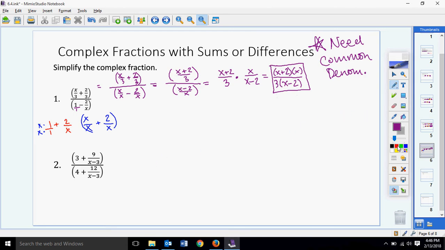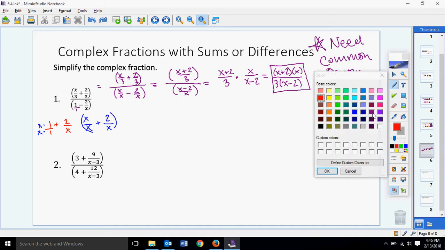Remember, when you are finding common denominators, that you have to change the numerator. Okay, we can't just write this as 1 over x. That's incorrect. So if we're changing the denominator of 1 to x, then we have to change the numerator as well with multiplication.